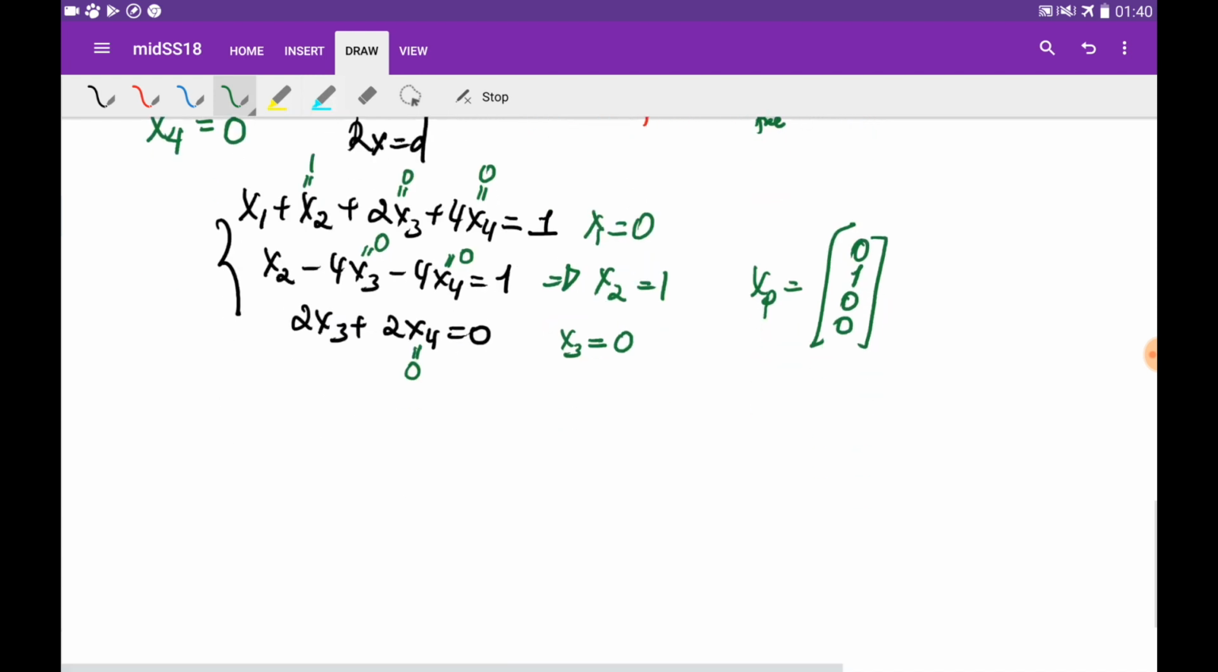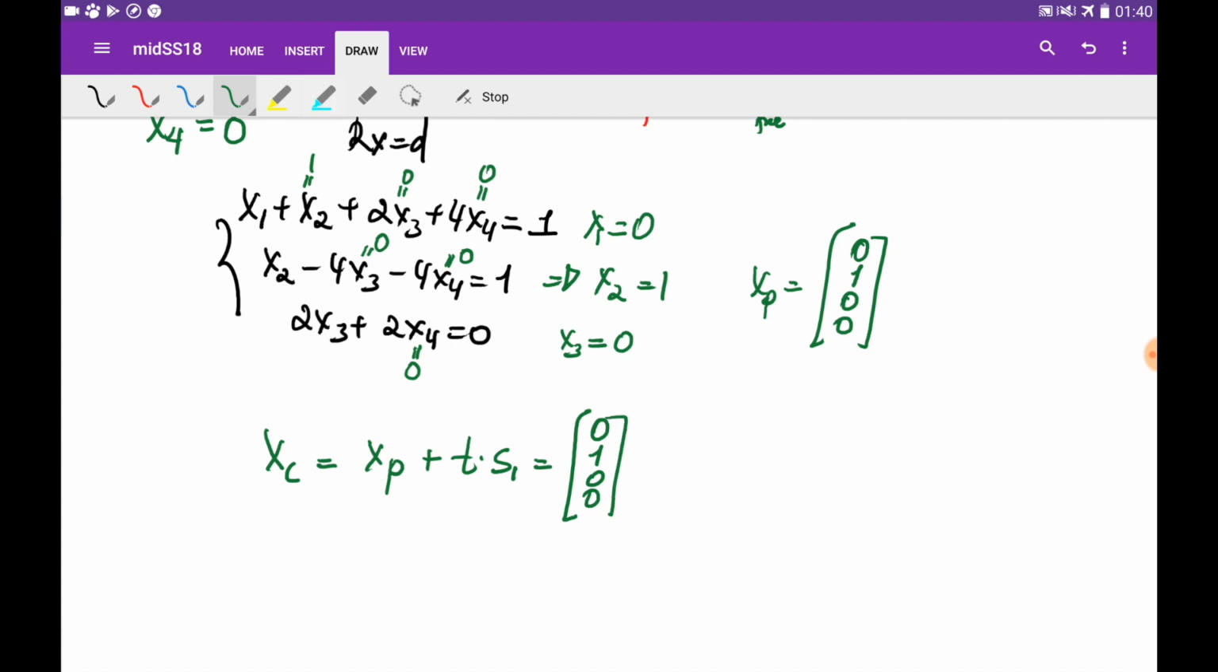And in order to find the complete solution, what we can do is write down the particular solution plus the span of the special solutions, which is going to be some parameter t multiplied by the special solution. So we can write down the complete solution in the form of (0, 1, 0, 0) plus (-2, 0, -1, 1) multiplied by some constant, for all values of this constant from the set of real numbers.